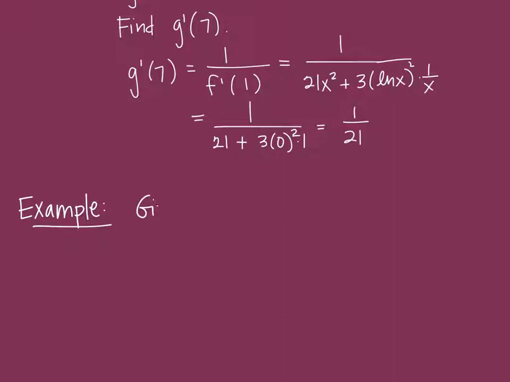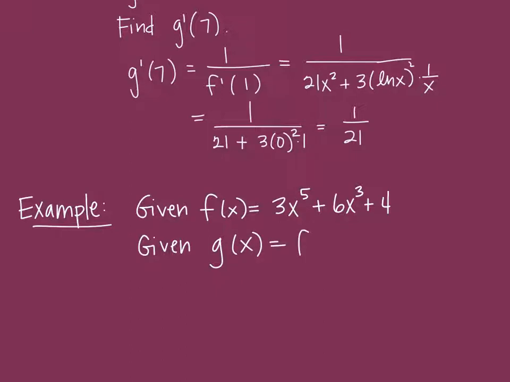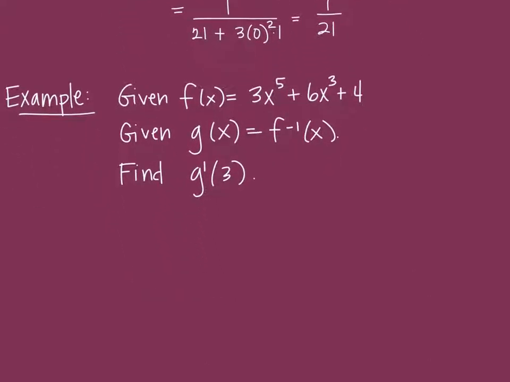Okay, so let's be given a different function. Let's be given the function 3x to the 5th plus 6x to the 3rd plus 4. You're also given that g of x is the inverse. And then you're asked to find g prime of 13.